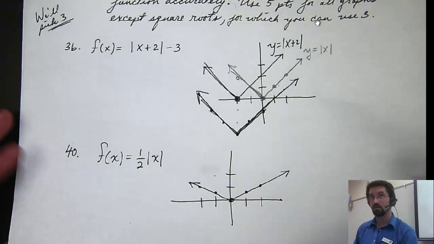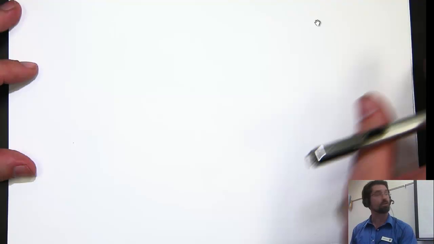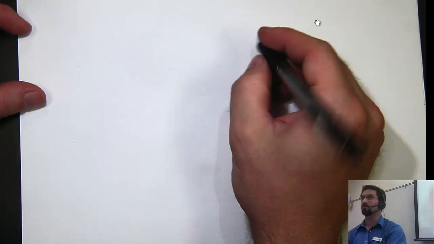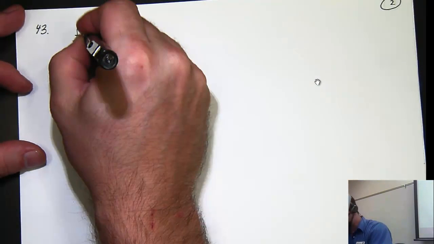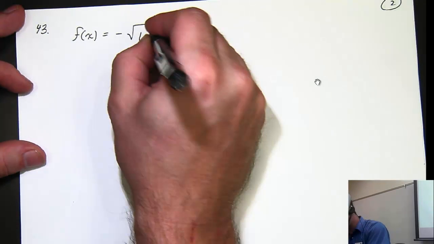Questions on that? All right, I'm going to do one more. It is not an absolute value function. Rather, it is a square root function. And this one's messy because it has 2 negatives in it. This is number 43 in your textbook, section 2.3. So f of x equals negative the root of 1 minus x.